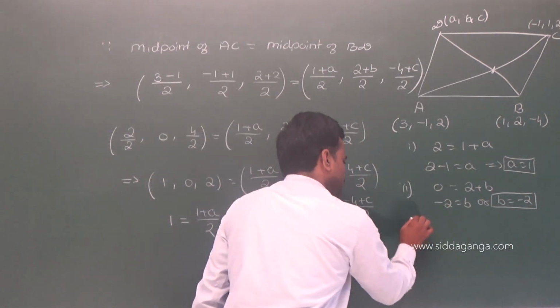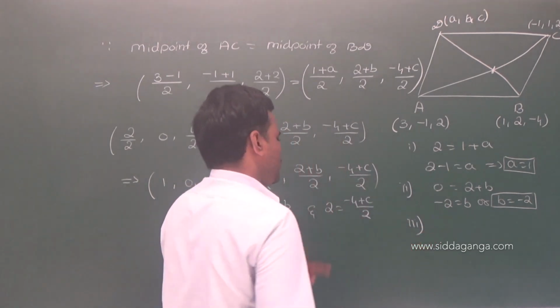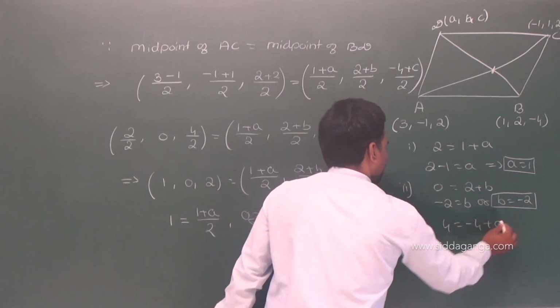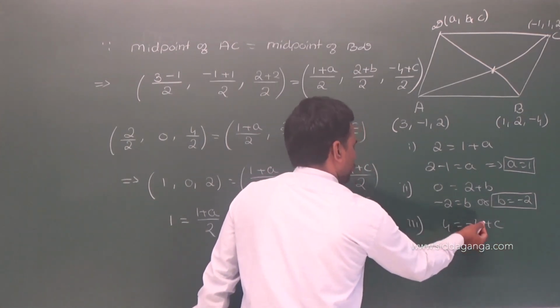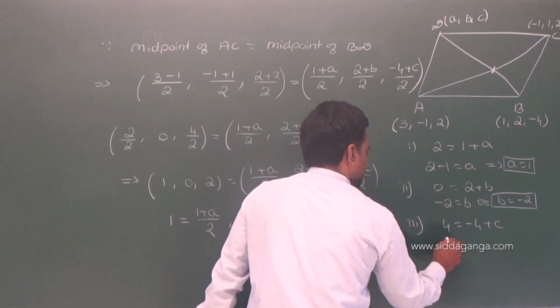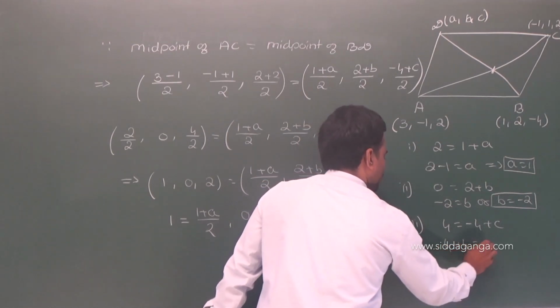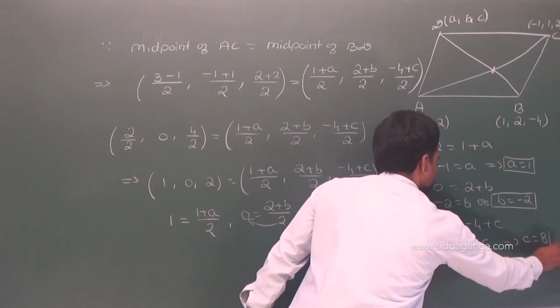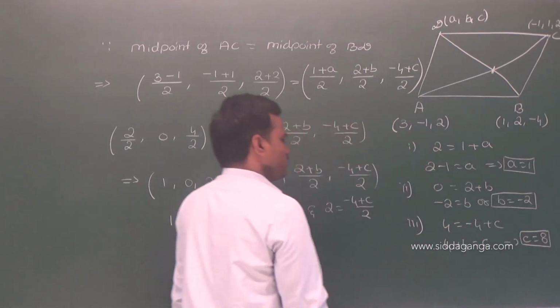Third value: on cross multiplying, 2 twos are 4. 4 is equal to minus 4 plus c. Shifting minus 4 from the right side to the left side, 4 plus 4 is equal to c. So c is equal to 8.